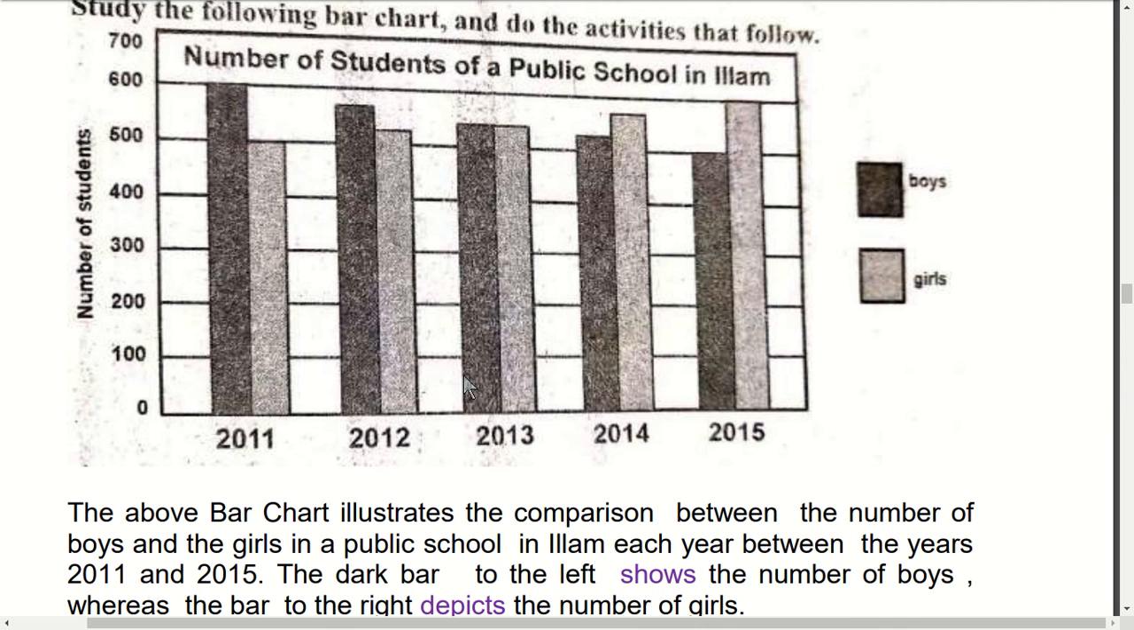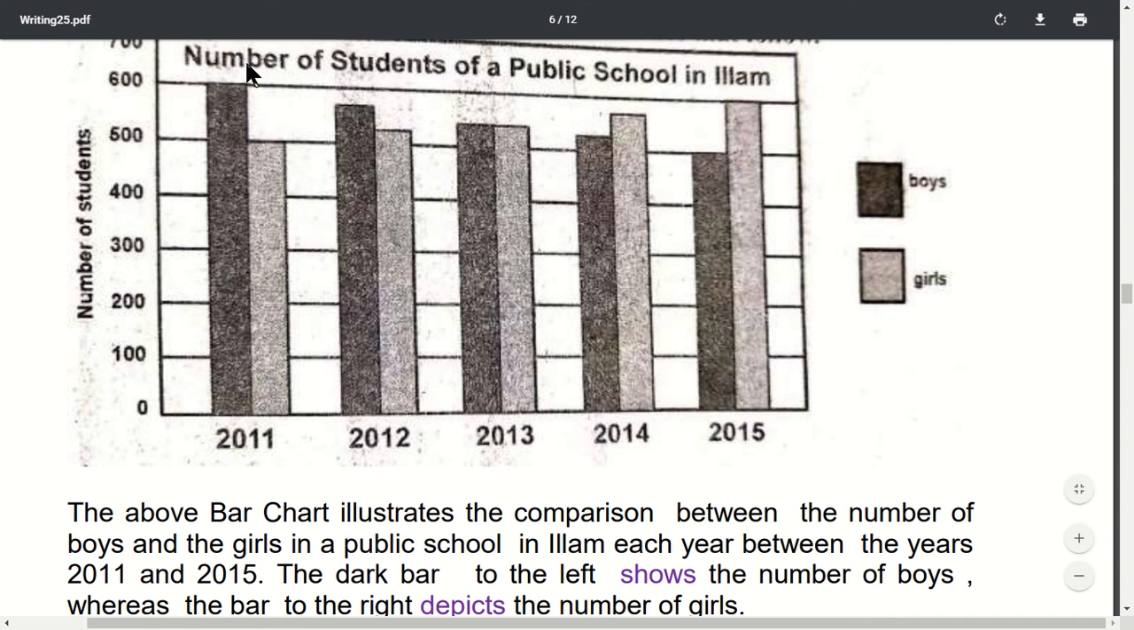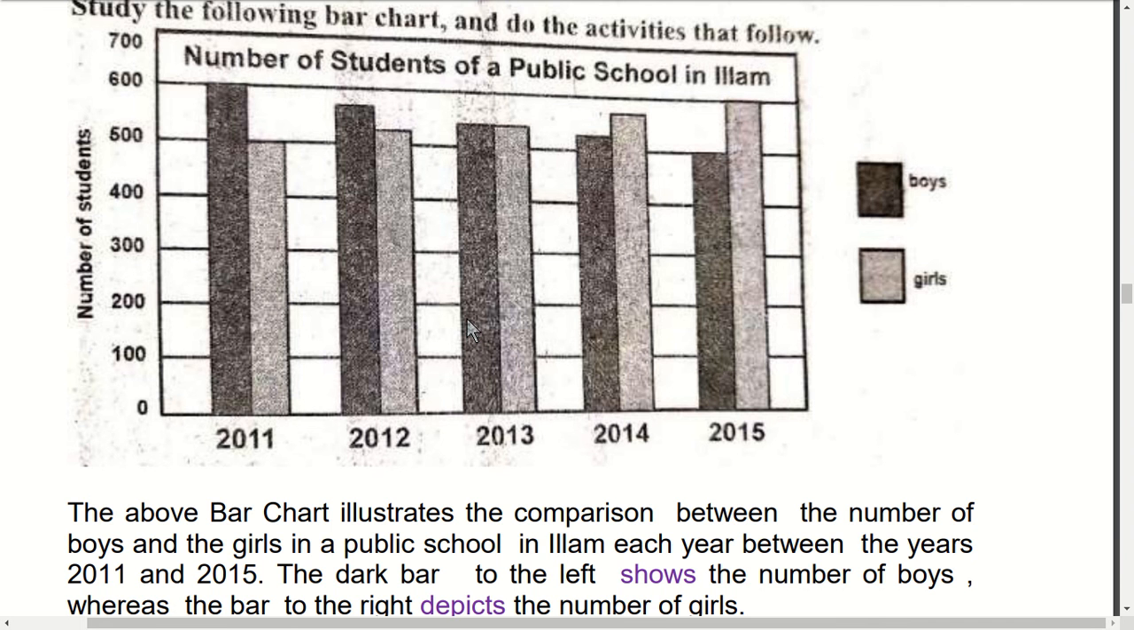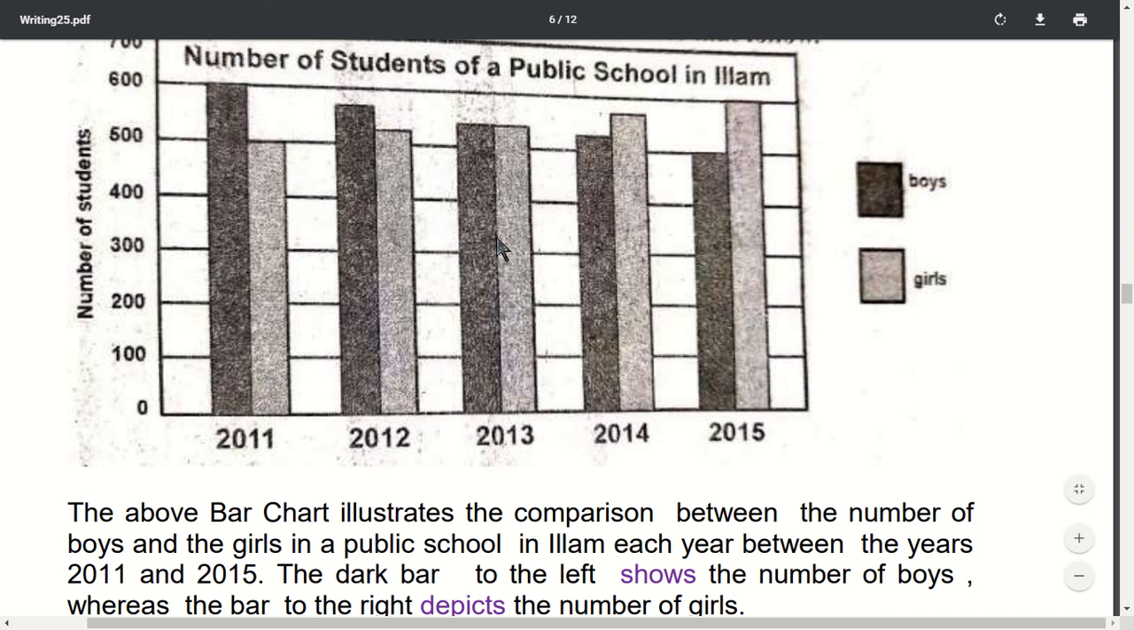First of all, you should try to understand what data have been mentioned here. This is the number of students of a public school. If you don't see it very clearly, you can also open your textbook, grade 10 textbook, page 19, unit 19, and you will find these things there.